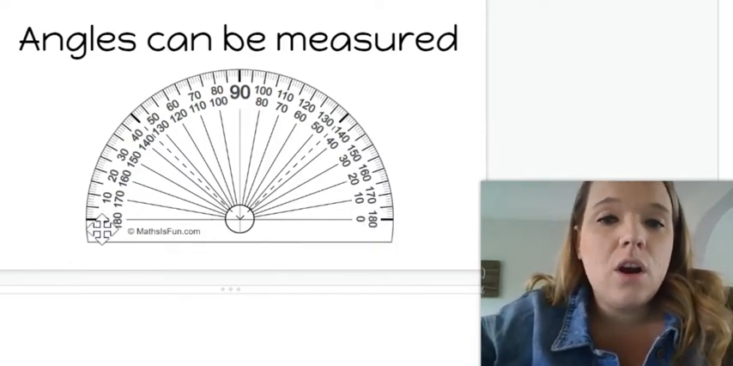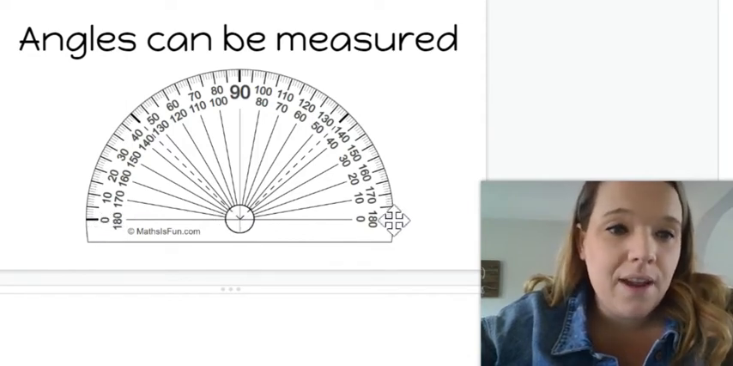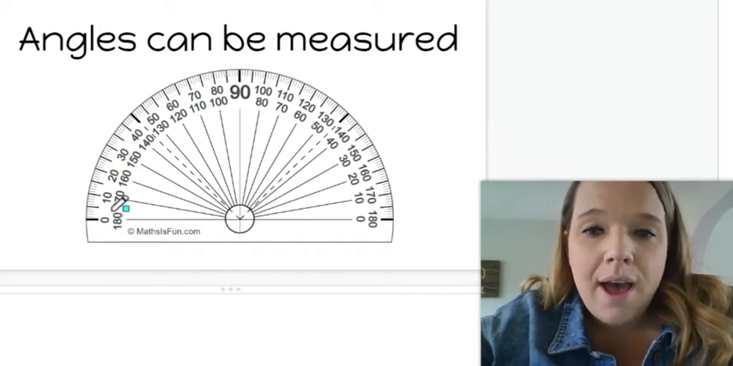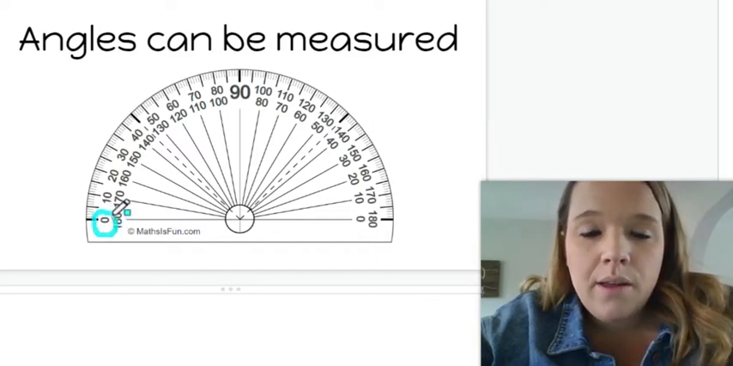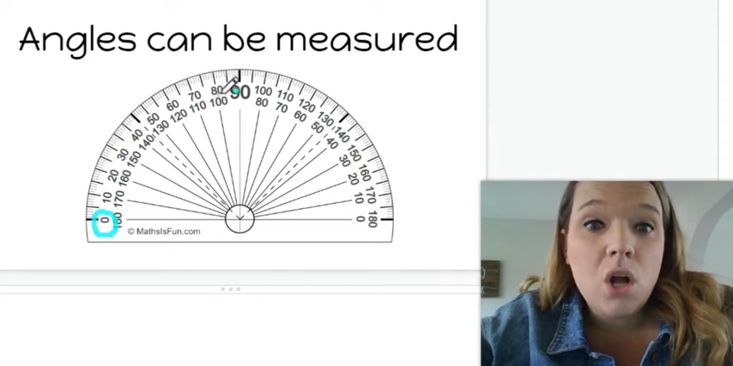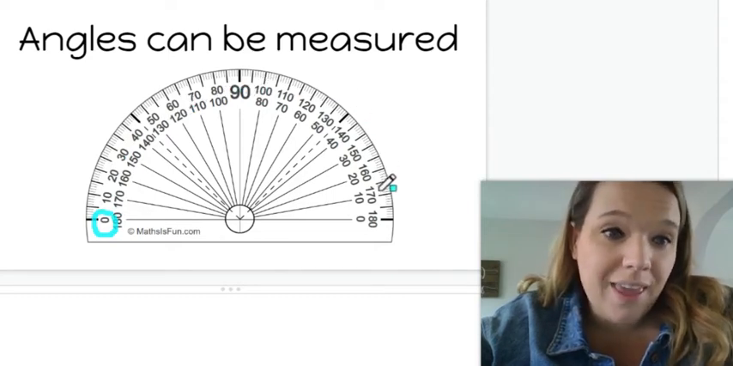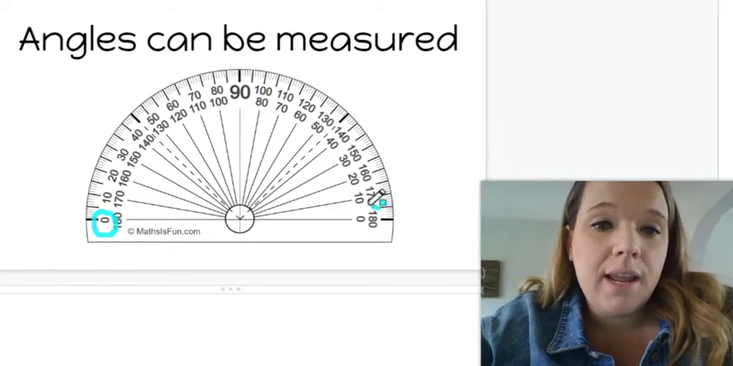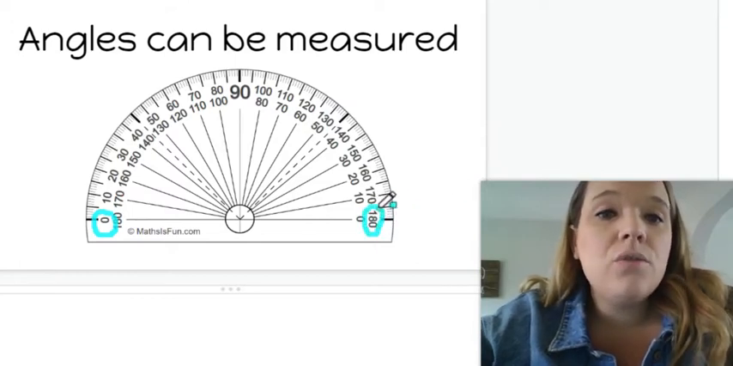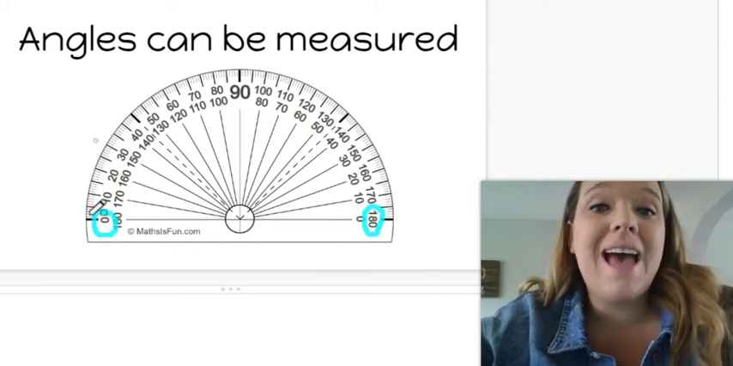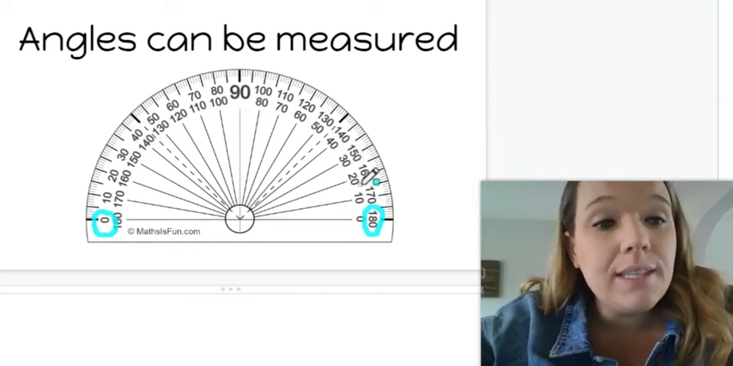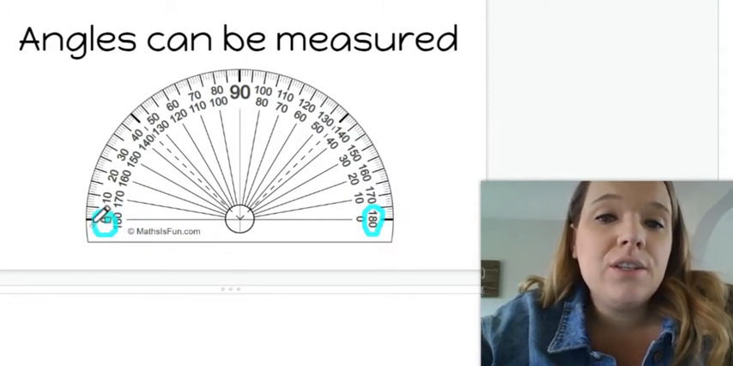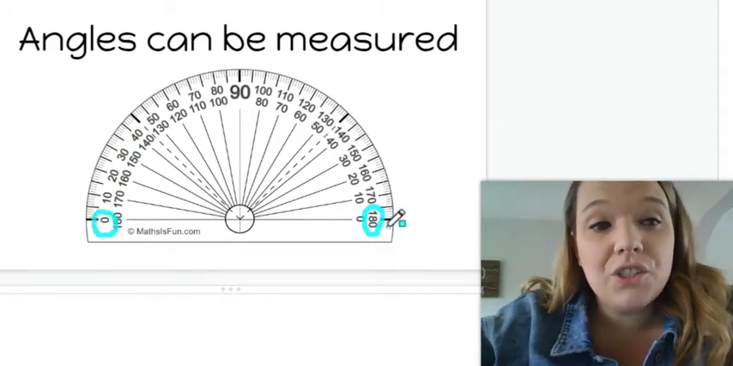One thing is that there are two sets of numbers. So if you start on this side, you'll notice that it starts with a 0. And if we follow this, what it's called the outer scale, because they're the outer set of numbers, it starts at 0 and goes to 180. Okay, so this is called the outer scale, the outer set of numbers, because there's two sets of numbers on a protractor, and these ones are on the outside. So here's the 0, and here's 180.